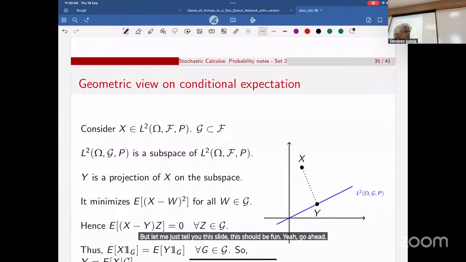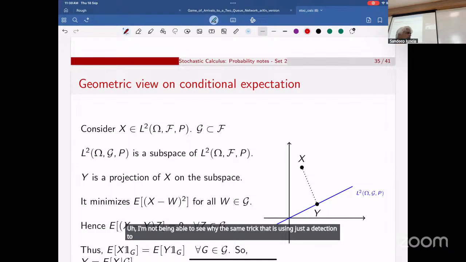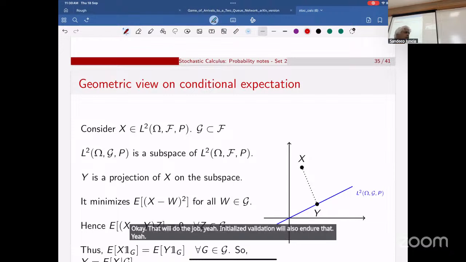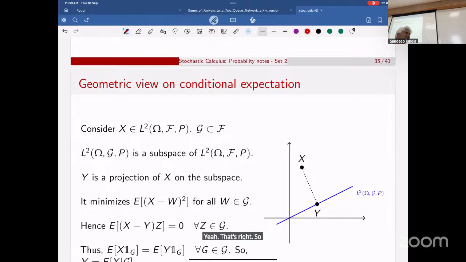I just have two questions. We assume X is positive in the proof. I'm not able to see why the same trick doesn't work if X is not positive. Yeah, that's the usual trick of taking X plus and X minus. For X plus, you define E of X plus given G. For X minus, you define E of X minus given G. And for general X, it'll just be the difference of these two. That will do the job, since conditional expectation is also linear. That's right. We'll prove that later.